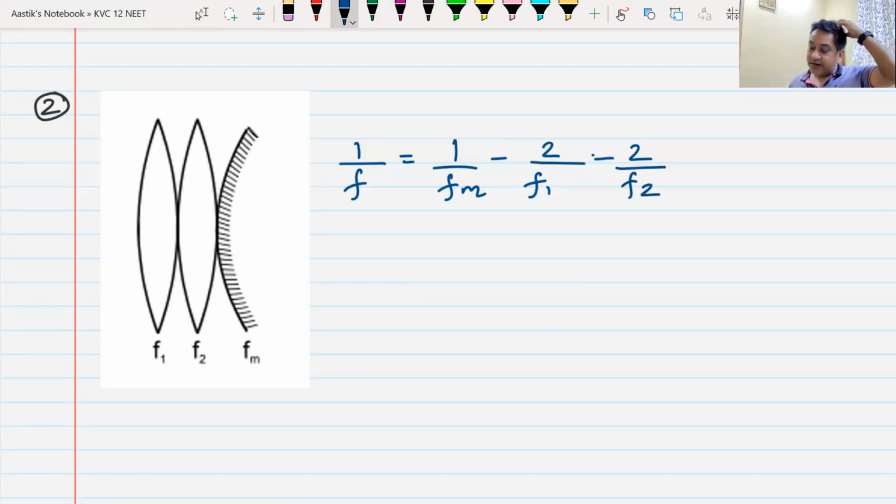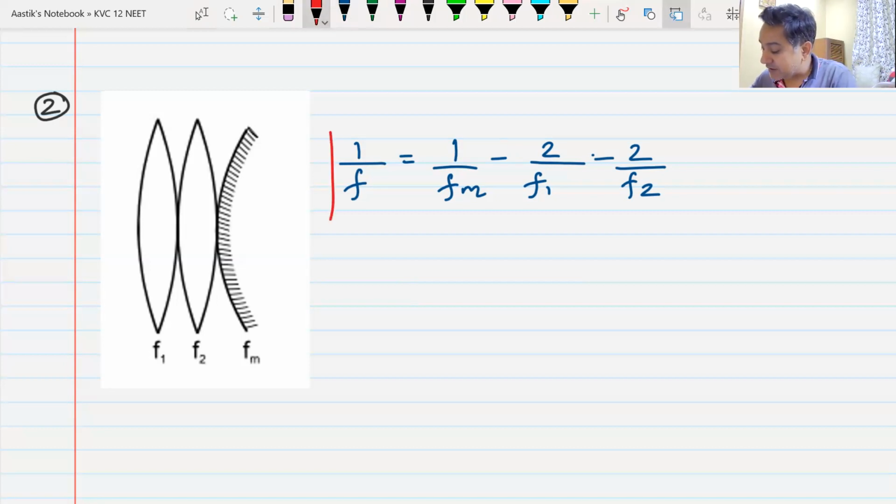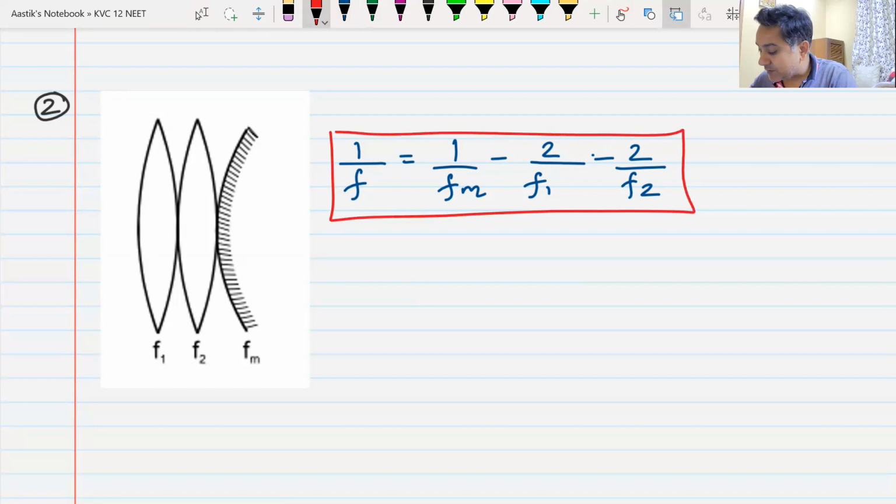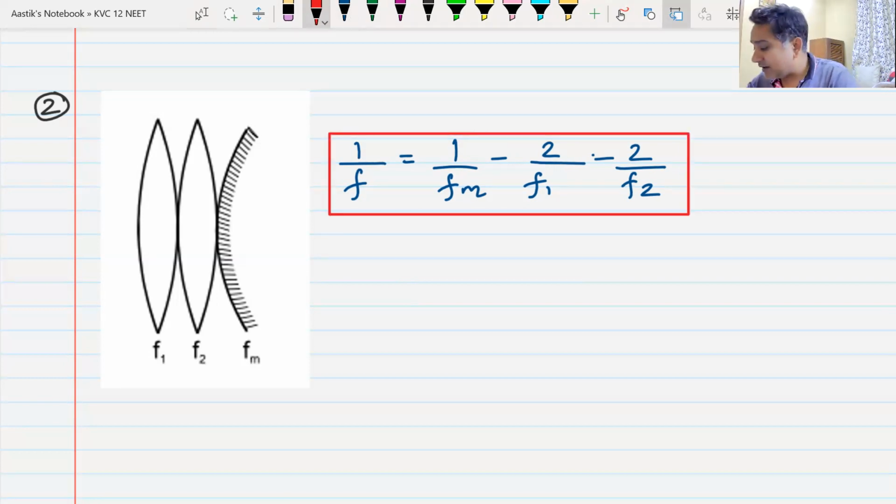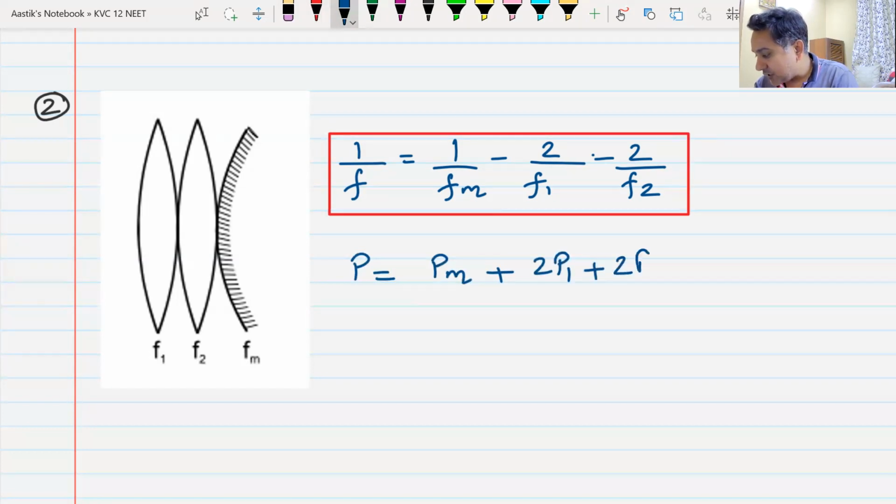I hope you understand. There are 2 lenses, so 2 times F1 and F2 are coming, and both are multiplied by 2 each. I hope everyone understands this. This formula, as I always keep on telling you, is easier in terms of power. Power of the combination will be power of the mirror plus 2 times power of the lens 1 plus 2 times power of the lens 2. You can write it in this fashion.